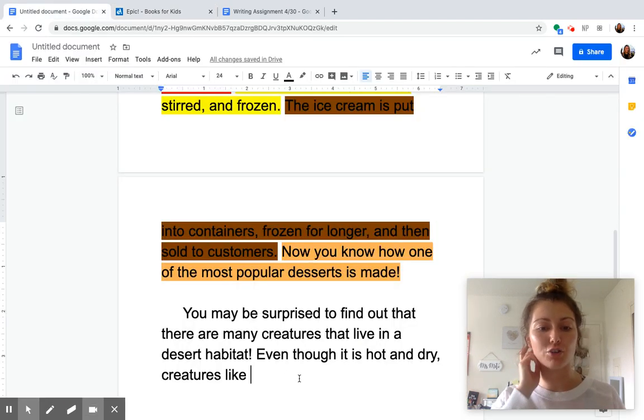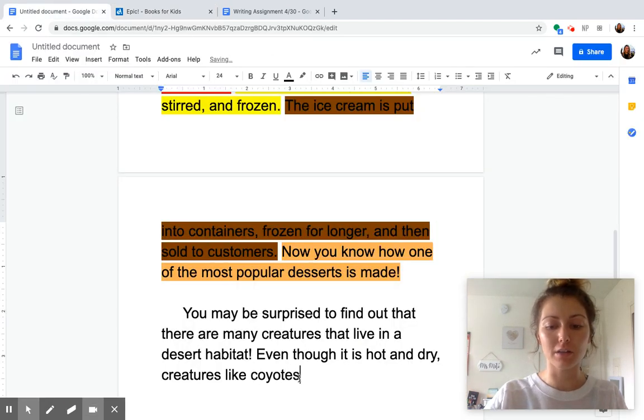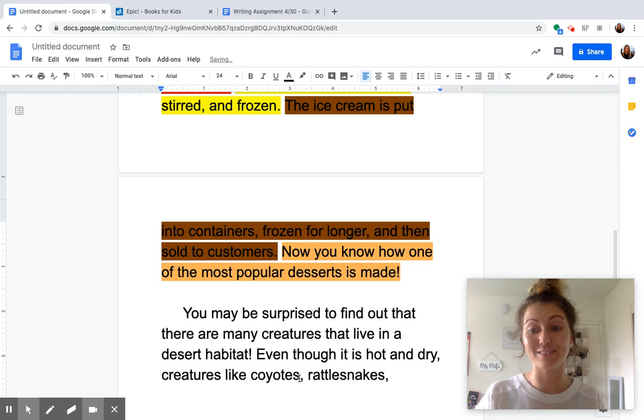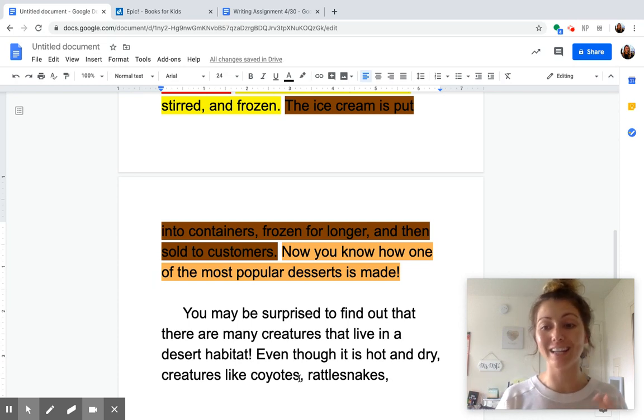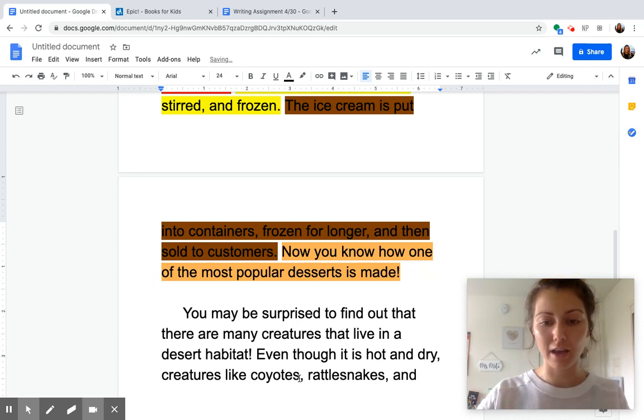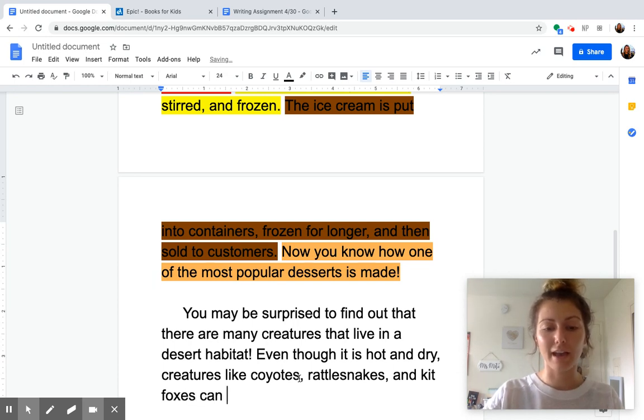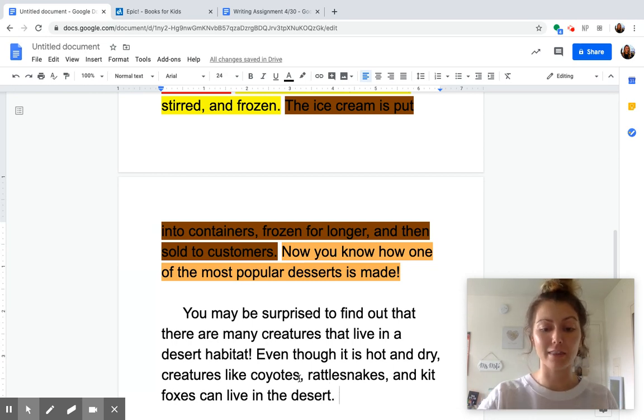Even though it is hot and dry, creatures like coyotes, rattlesnakes, using my commas because I'm creating a list of the different animals and reptiles and insects. Coyotes, rattlesnakes, and I'll use kit foxes can live in the desert. Now I want to give that reason why they can live in the desert.